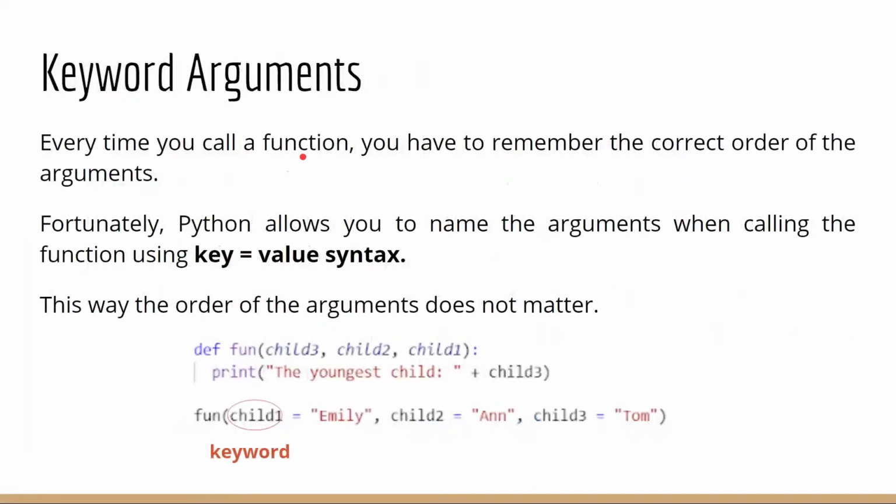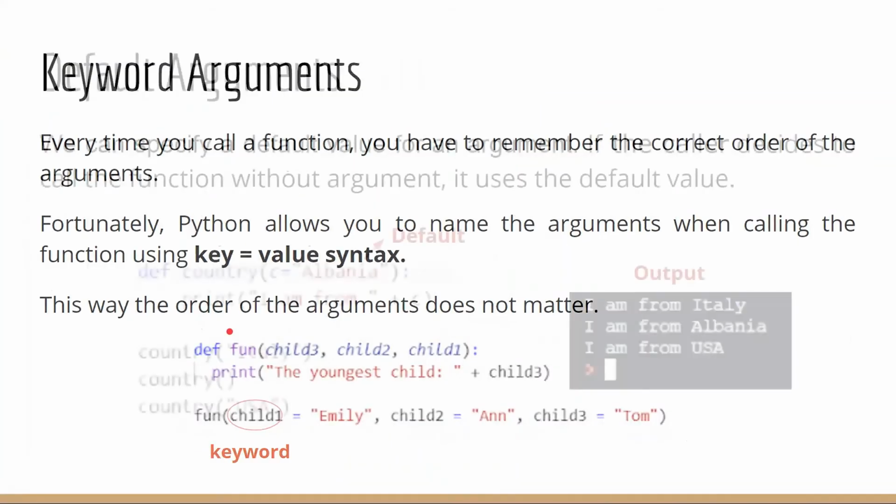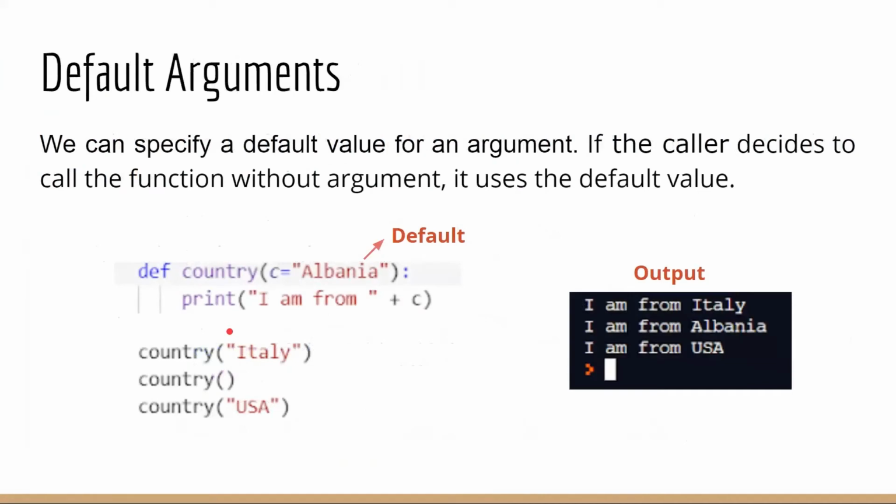Okay, we already discussed keyword arguments, which use the key value syntax, and here is another simple example. Let's go on with another thing, which are default arguments. What are default arguments? Well, by the name, default arguments are arguments which have a default value. And if the caller decides to call the function without specifying a value for this argument, then it will use the default value. In here, we have an example.